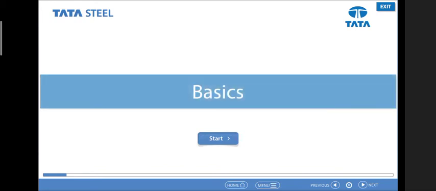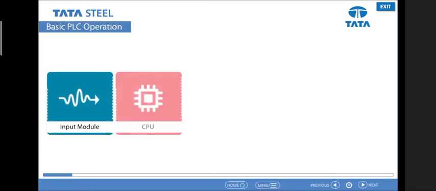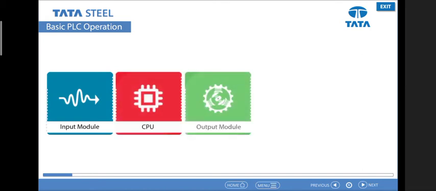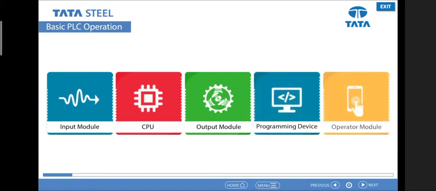Let us now learn about basics of PLC. Click Start to begin. The primary components of a PLC are the input module, central processing unit, CPU, output module, programming device, and the operator module. Click each icon on the screen to learn about the component.